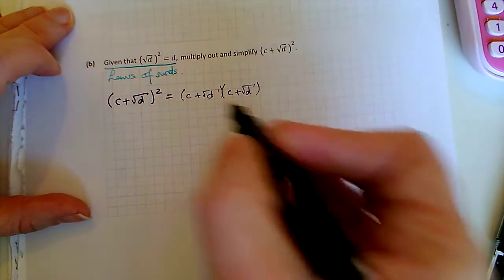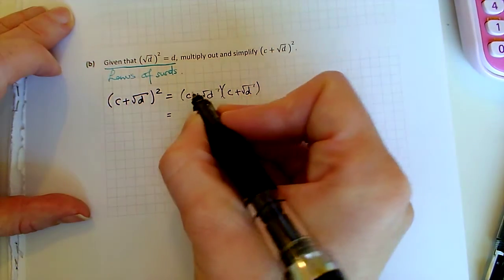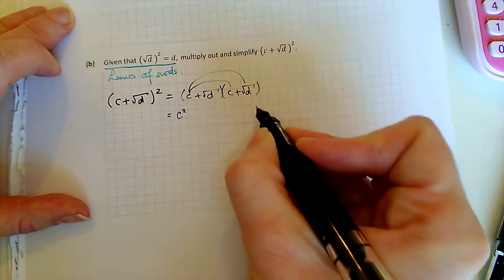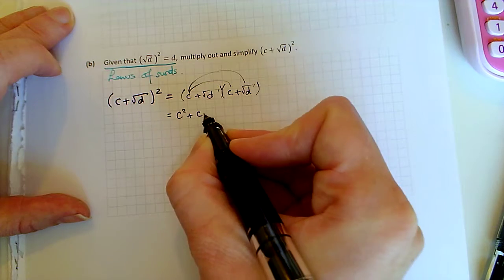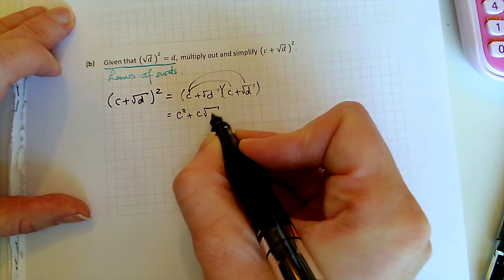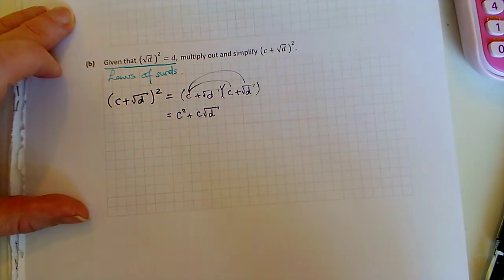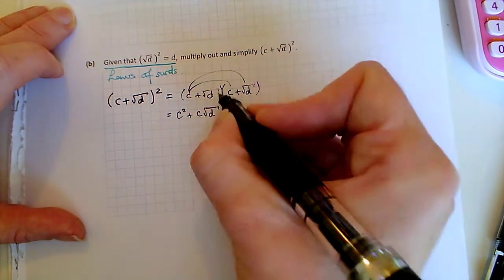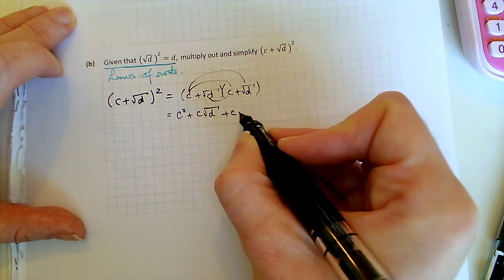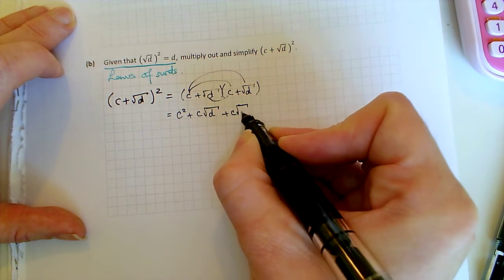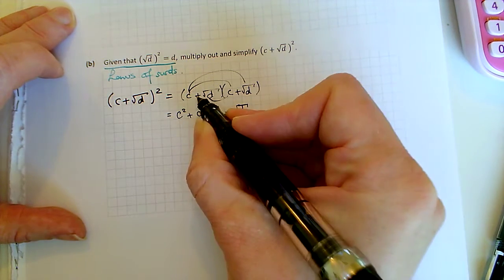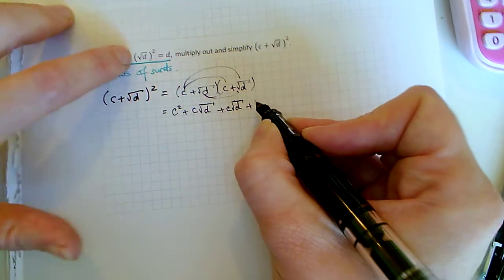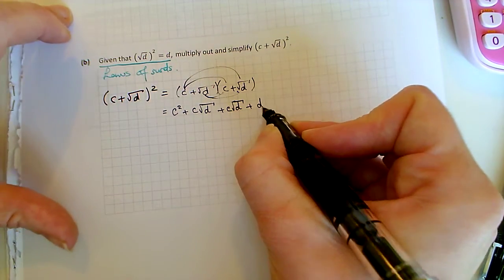And we just multiply these out the same way we would any other brackets. C by c gives me c squared. C by the square root of d gives me c times the square root of d. I don't know the values of c and d, we're just sticking the letters together like that. Plus d times c, still put the c in front, c times the square root of d, and plus root d by root d. Well, we were told that that is just d.